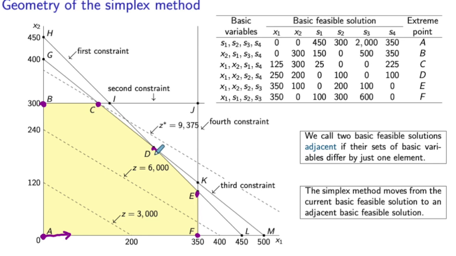For point D, the non-basic variables would be the first slack variable and the third slack variable. So it would be s1 and s3 as non-basic, which means that the rest of the variables are basic. So we would have for D, x1, x2, s2, and s4 are basic variables, and s1 and s3 are non-basic, and so on. So we have the one-to-one correspondence between the extreme points and the basic feasible solutions.